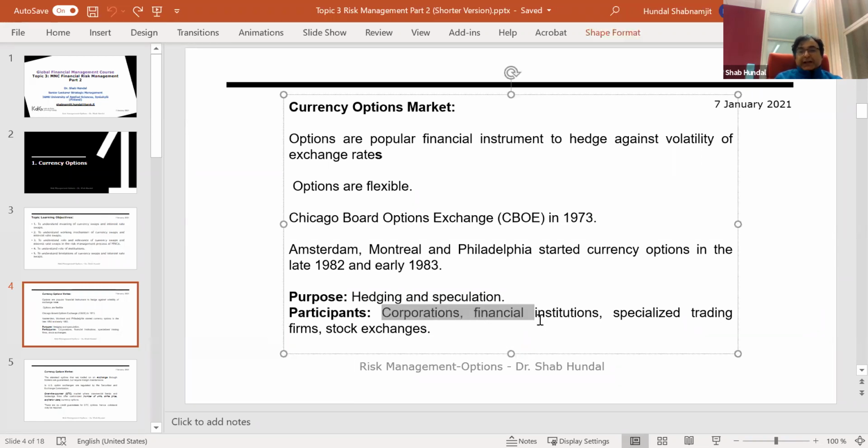Normally the companies, financial institutions, and there are some specialized trading firms in options, they are the big players. Even the stock exchanges are very famous. They also invest in the options.